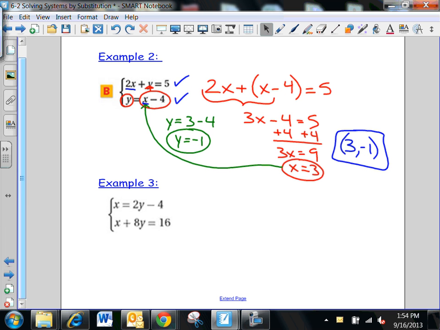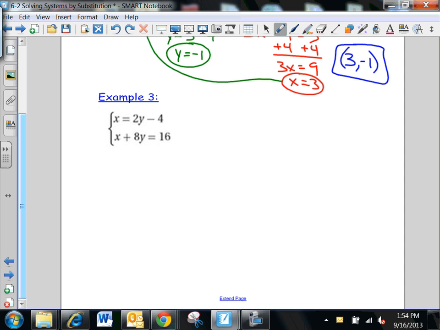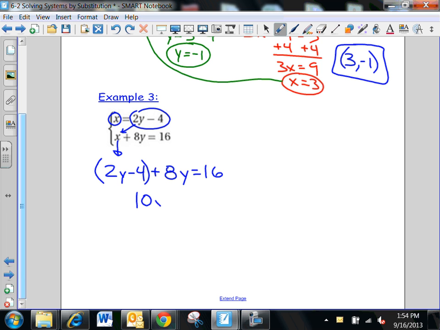The third example is, again, already solved. The first equation is solved for x. So I'm going to plug 2y minus 4 in for x right there. So I will get 2y minus 4 plus 8y is equal to 16. I plug this part in for x. So now I can solve this equation. This would be 10y minus 4 is equal to 16. Add 4 to both sides. I'm going to get 10y is equal to 20. So y is equal to 2.